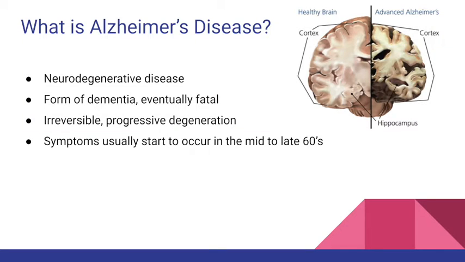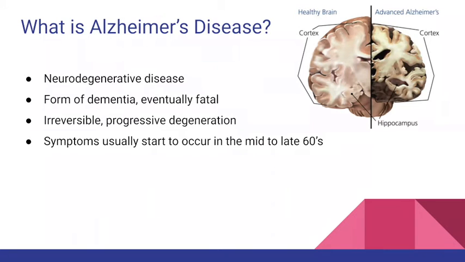Alzheimer's is a neurodegenerative disease. It's a form of dementia which is eventually fatal because of its progressive and irreversible degeneration of the brain. Symptoms usually start occurring in the mid to late 60s, though forms of it can appear in the 30-year-old range.